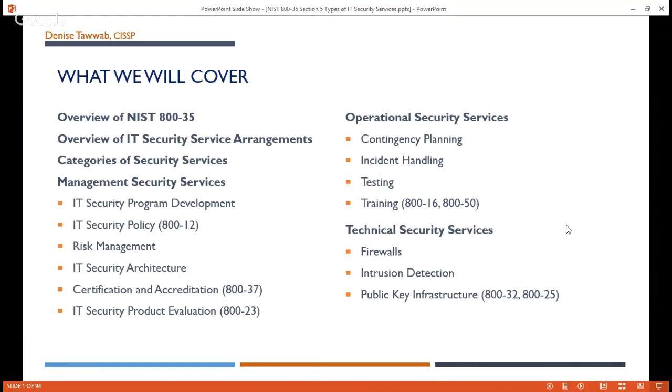Then we'll talk about IT security service arrangements. We'll look at the categories of security services. And then we'll go into detail talking about the different types of services that fall under each category. So hang in there, let's get started.